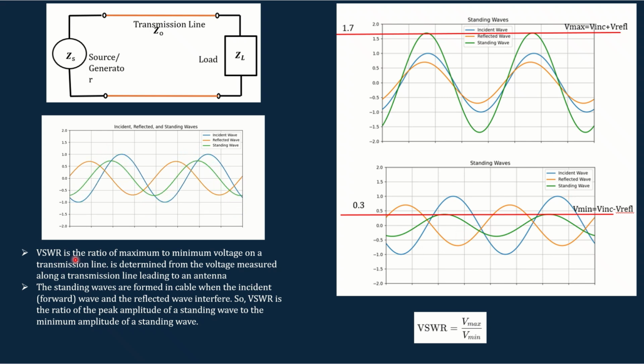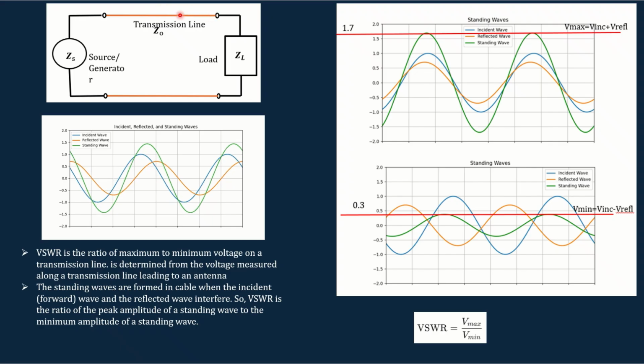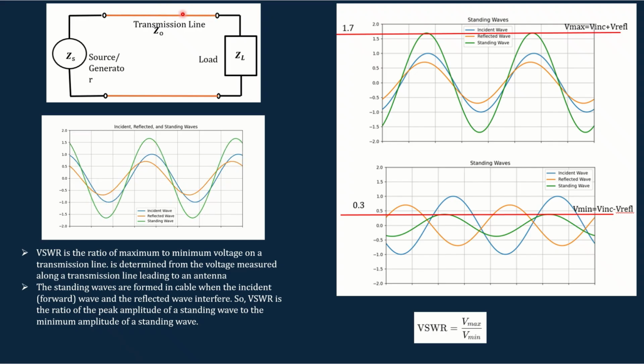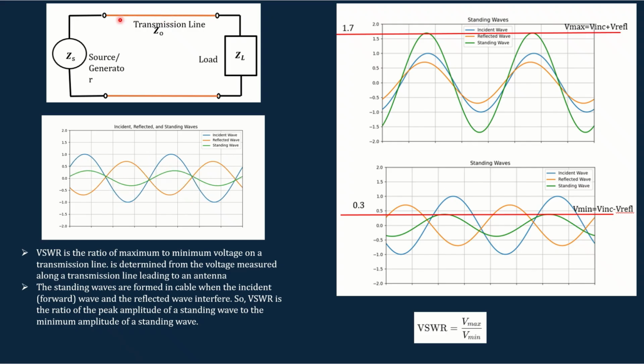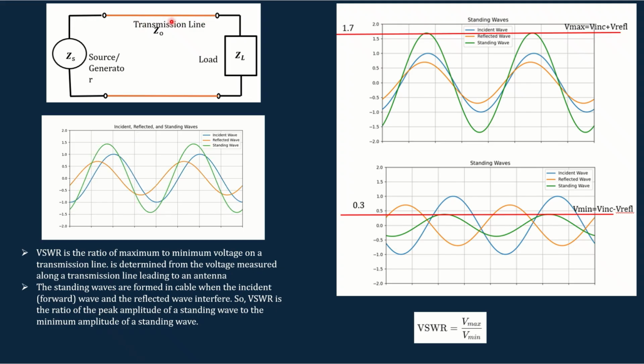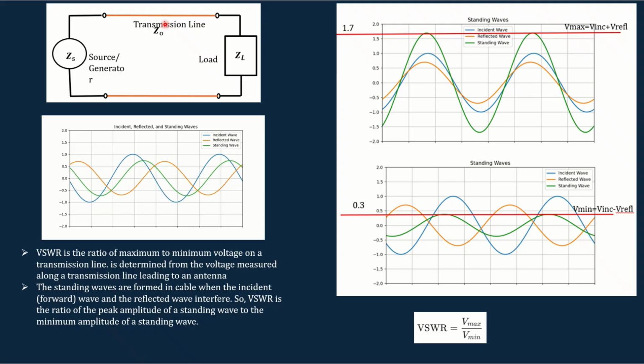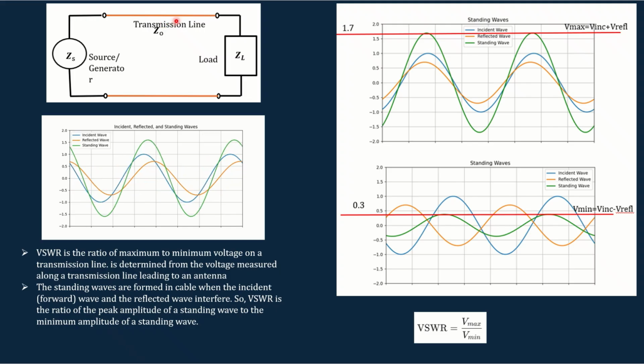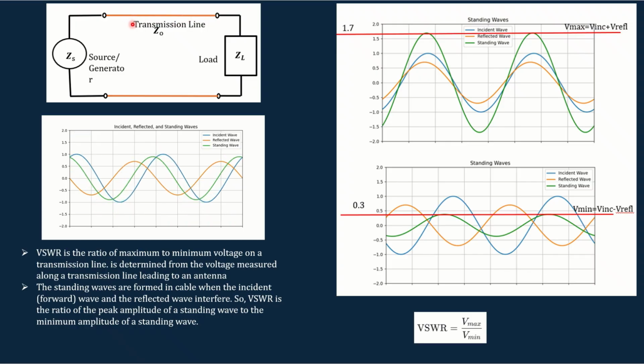The VSWR is the ratio of maximum to minimum voltage on a transmission line. It is measured throughout the transmission line to find out the V minimum and V maximum. In earlier days, we had to measure along the transmission line to find Vmax and Vmin. The Smith chart was a very useful tool to find out where Vmax or Vmin occurs.